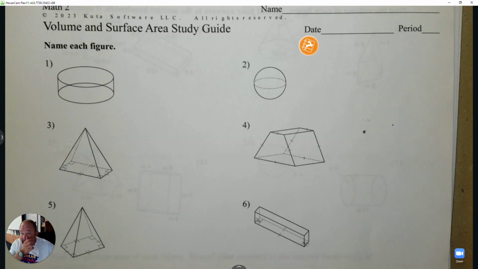Here's your study guide for geometry: the shapes, surface area, volume. Let's do it. First you, right? Then me, and see if we can get it done. First, can you name these shapes?